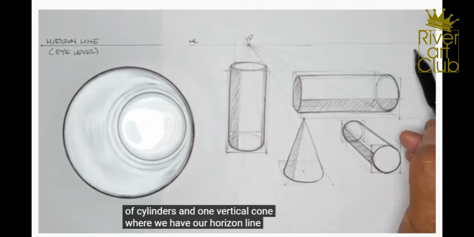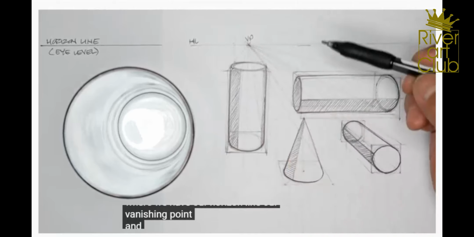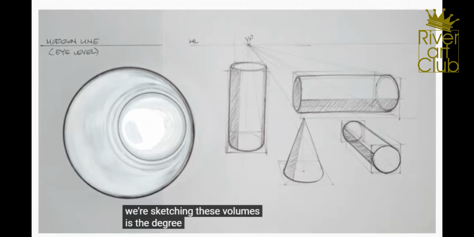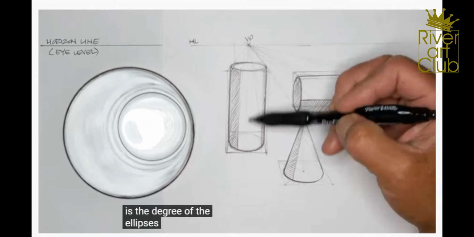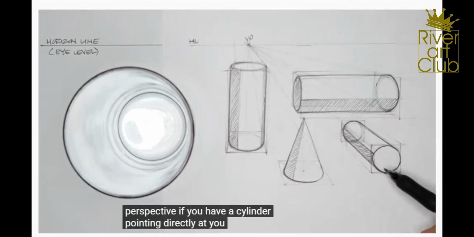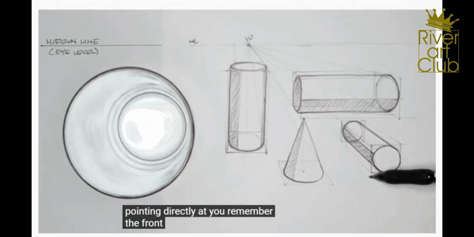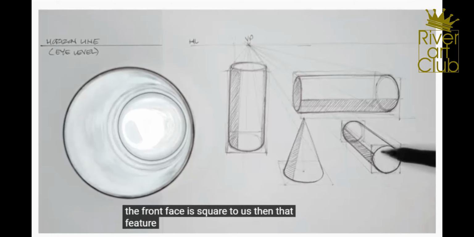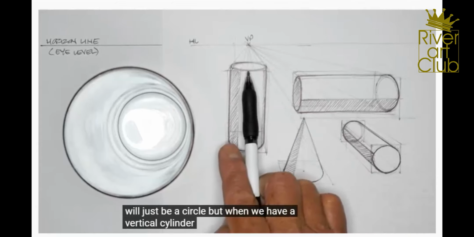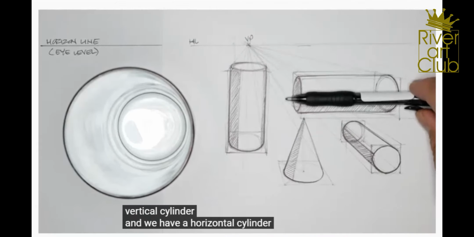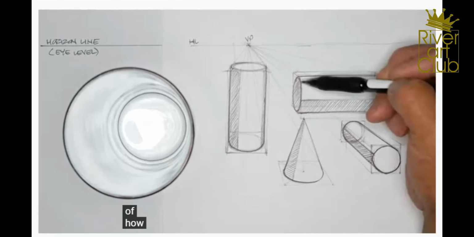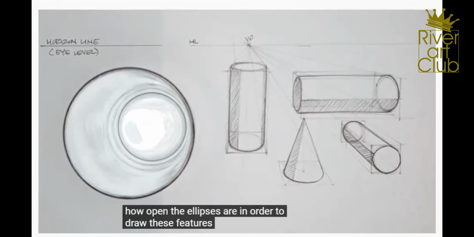our horizon line, our vanishing point, and what we need to be aware of when we're sketching these volumes is the degree of the ellipses, which are circles in perspective. If you have a cylinder pointing directly at you, remember, the front face is square to us, then that feature will just be a circle. But when we have a vertical cylinder and a horizontal cylinder, say, laying left to right, we then have to be aware of how open the ellipses are in order to draw these features accurately.